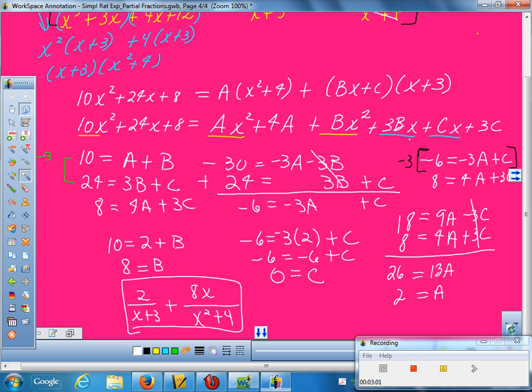Now, I know that was great fun, so you all get to enjoy doing that. Have a wonderful time with your partial fraction problems.